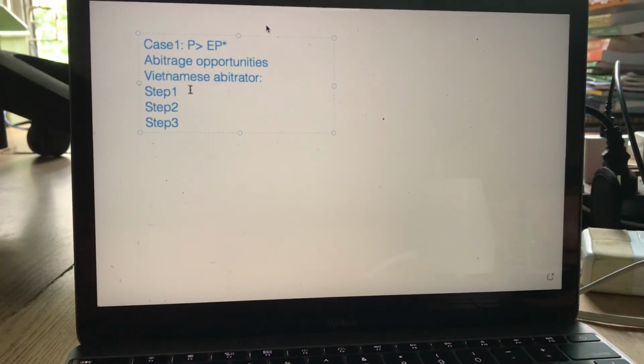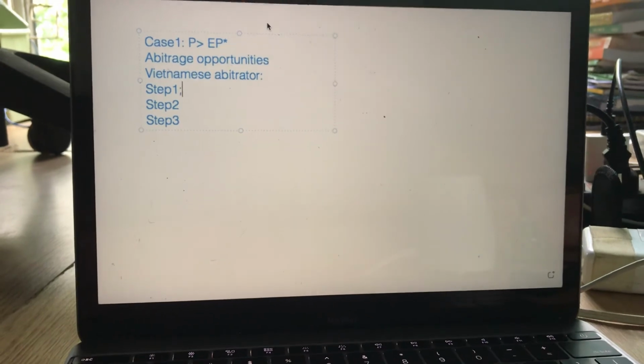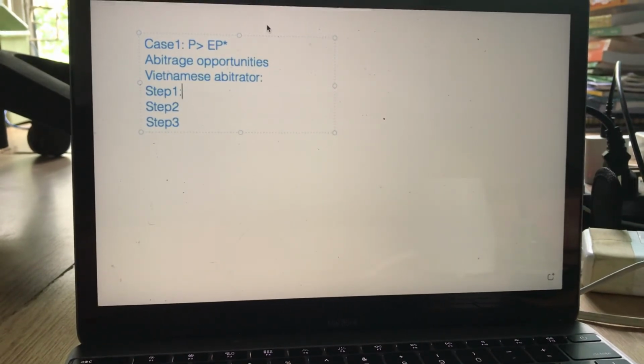Okay, let's move to the second question. So when the arbitrator comes into place, what are the consequences? What are the consequences on the economy?